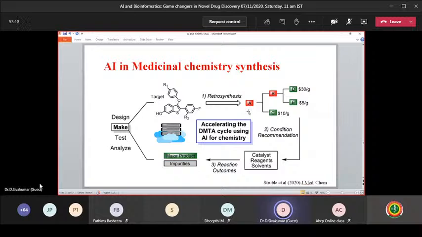Okay, let's see how this AI is useful in medicinal chemistry, where synthesis also plays an important role. If you remember, some slides before, I showed this design, make, and test analysis in the ADMET. The same we will use here.